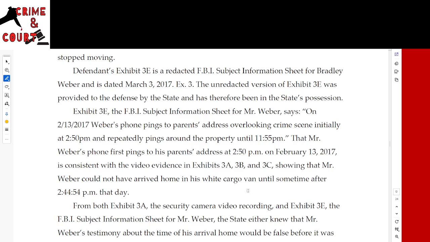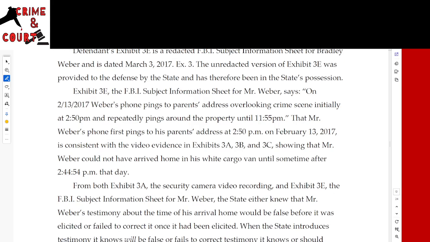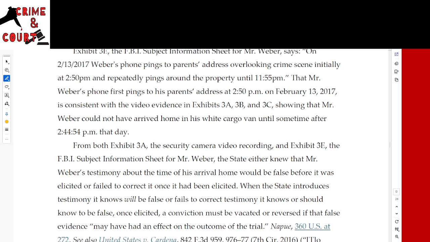Weber could not have arrived home in his white cargo van until sometime after 2:44 p.m. that day. From both Exhibit 3A, the security camera video recording, and Exhibit 3E, the FBI subject information sheet for Mr. Weber, the state either knew that Mr. Weber's testimony about the time of his arrival home would be false, so either the state knew it would be false before it was elicited, or they failed to correct it once it had been elicited.